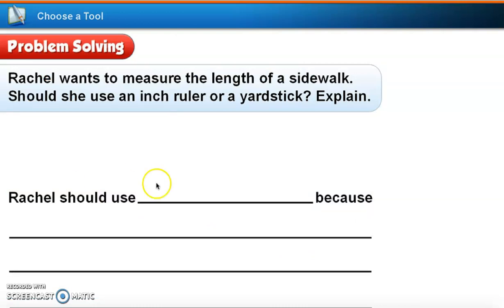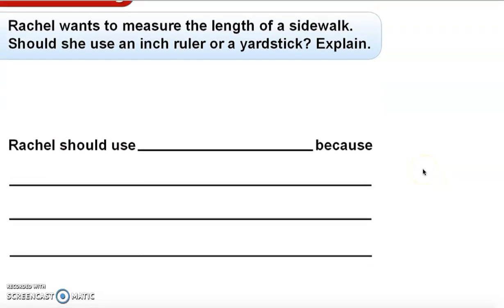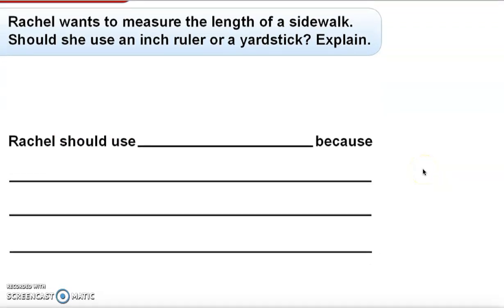So the last couple activities, I shouldn't say the last two because there's one after these two, but these next two activities are going to have us do a little bit of writing and explaining. So one of the problems up here says, Rachel wants to measure the length of a sidewalk. Should she use an inch ruler or a yardstick, and explain? So Rachel should use blank because, so think about it, she wants to use something to measure the length of a sidewalk. So sidewalks are pretty long, right?